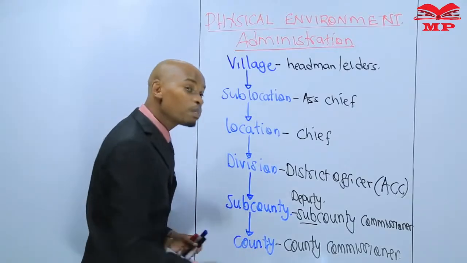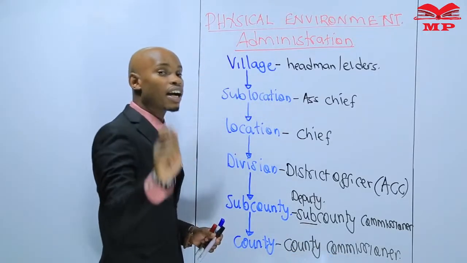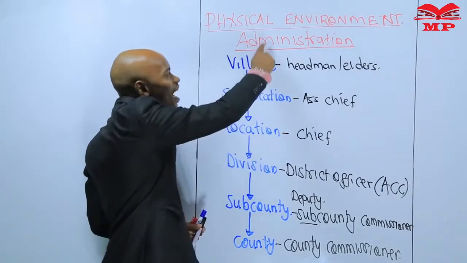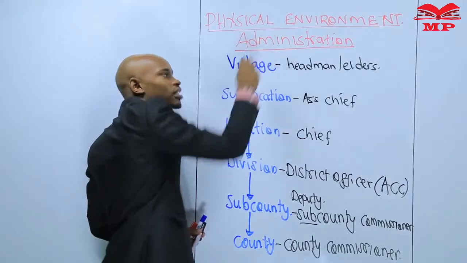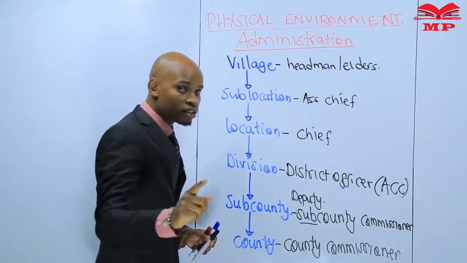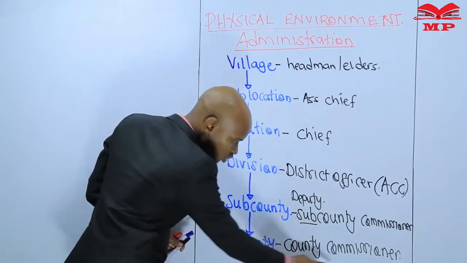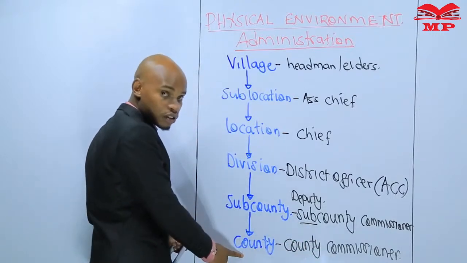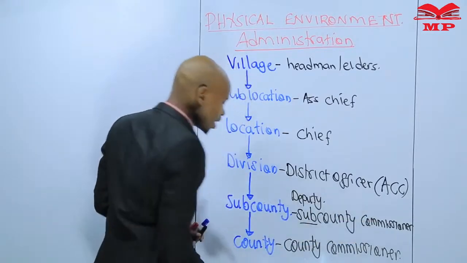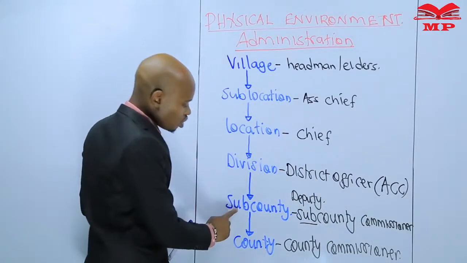In the county, who represents the national government? The county commissioner, not the governor. The governor is the head of the county, but not the senior administrator. Administrators are the people who represent the national government and the president in an area. So the county commissioner is the administrator of the county, not the head of the county. The sub-county commissioner or deputy county commissioner is the administrator of the sub-county.